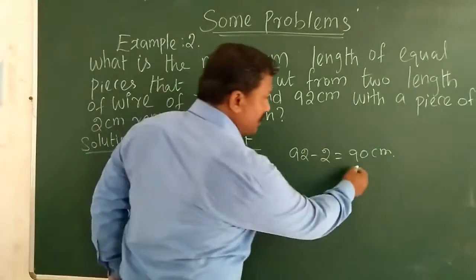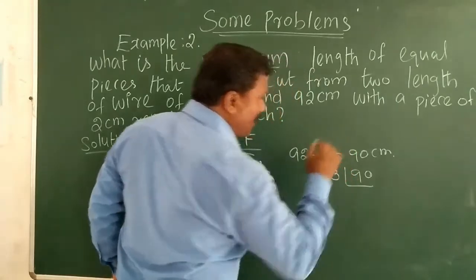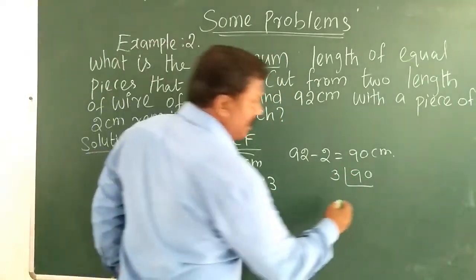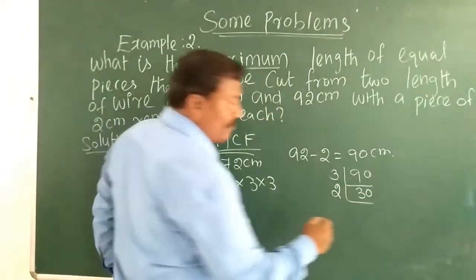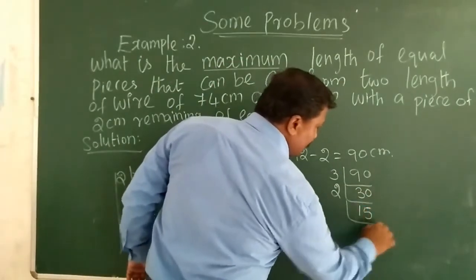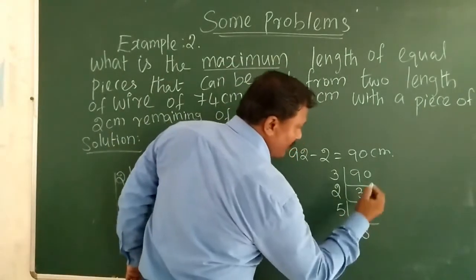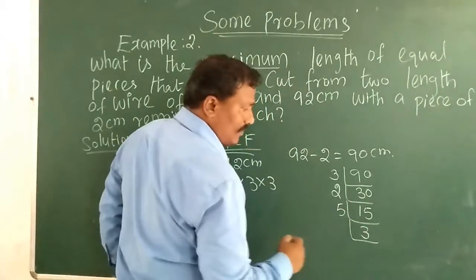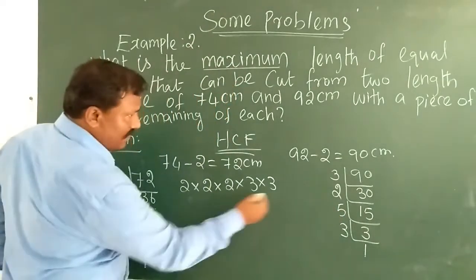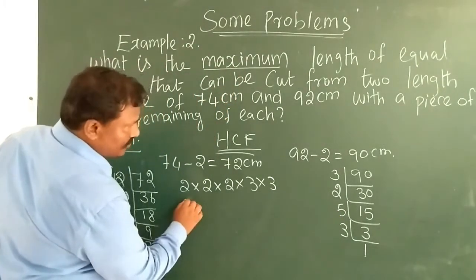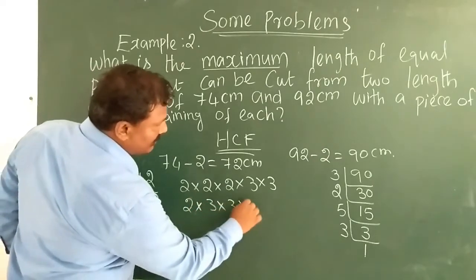So now let me find the factors of 90. First we will divide by 3. So 3 thirties are 90. Let me divide by 2. 2 fifteens are 30. Now we can divide by 5 also. 5 threes are 15. Now 3 ones are 3. So let me write the factors of 90: 2 into 3 into 3 into 5.